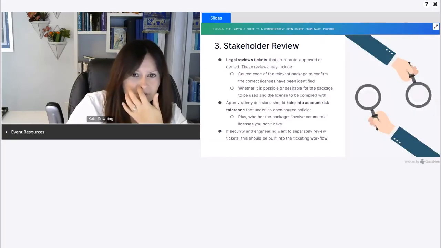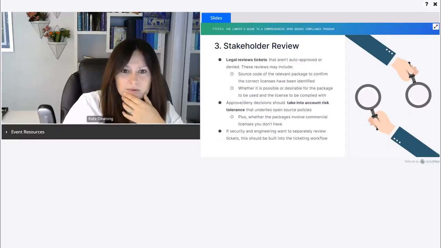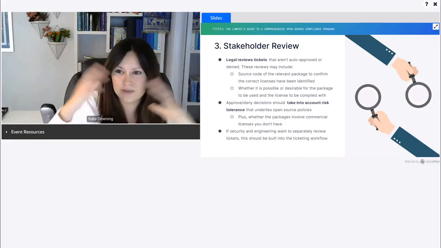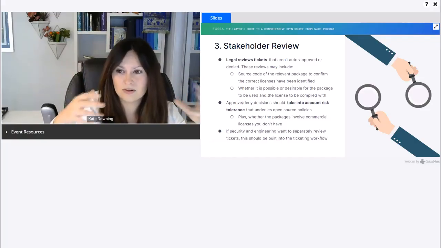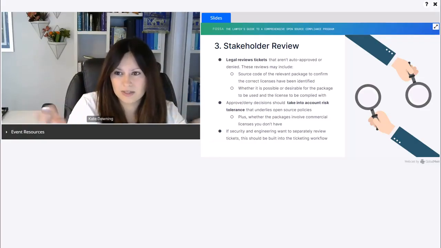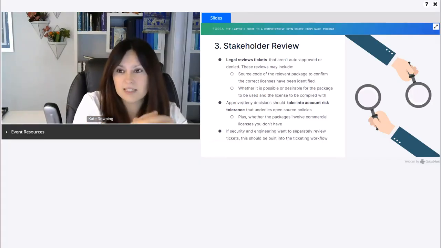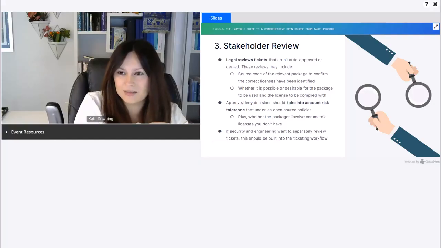Okay, stakeholder review. We've been talking about workflows and ideal processes, but I do want to talk a little bit more about what's involved. So, let's say you have your scanning tool, you've set it up, it's doing continuous scanning. You, as a lawyer or a compliance person or somebody serving a compliance role, are looking at the results of the scan, and let's say the scan has a policy system and has flagged certain things for you. It has said, hey, we found, say, AGPL in your mobile app. We're going to deny this package. We're going to break your build. Here you go.